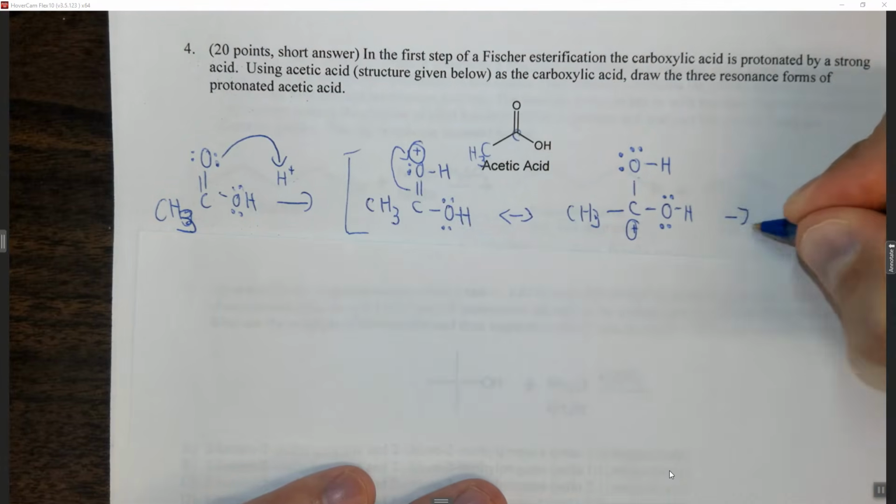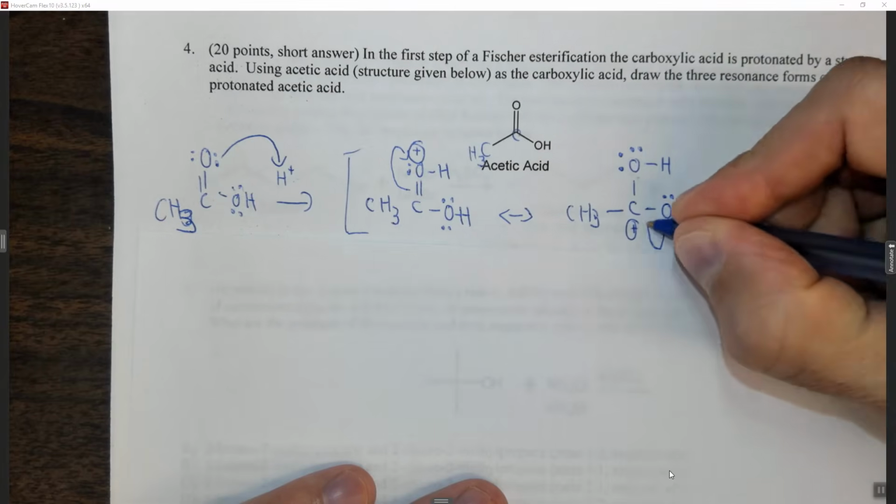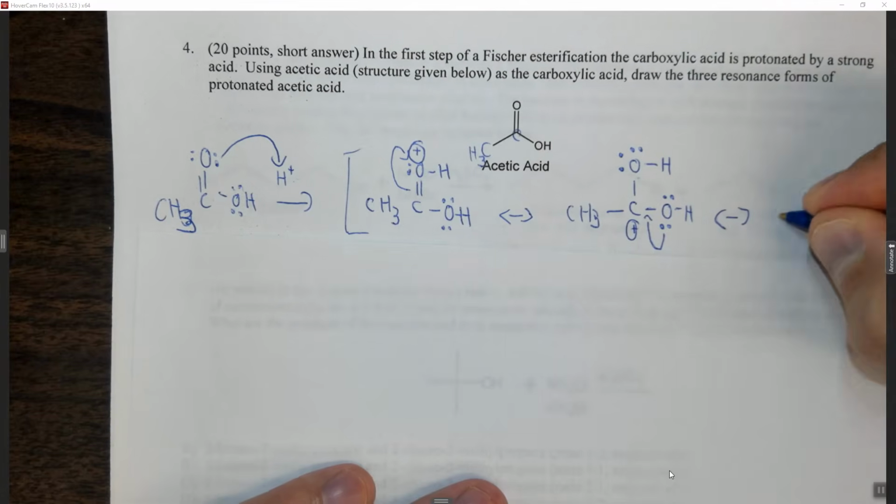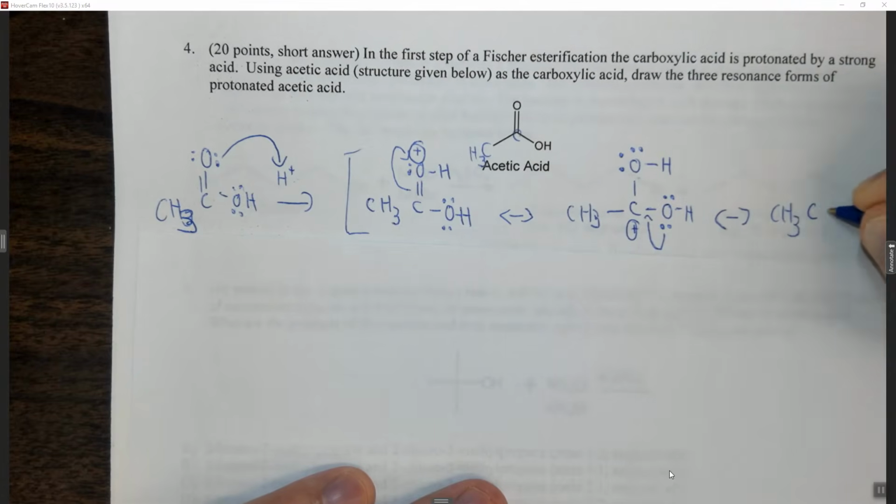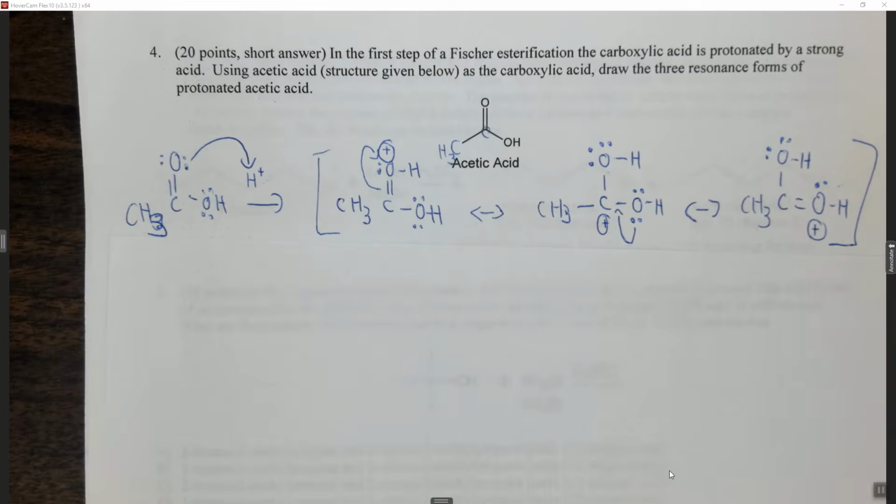Now, what else can happen? Well, this can resonate one final time. We can end up with this lone pair going here, and we get CH3, C double bond, O, now with one lone pair and an H. And up here, we have the oxygen with the 2 lone pairs and the H, and we get the third resonance form. Just like in this case, the oxygen with 3 bonds and 1 lone pair has a positive charge. So these are the 3 resonance forms of the protonated carboxylic acid.